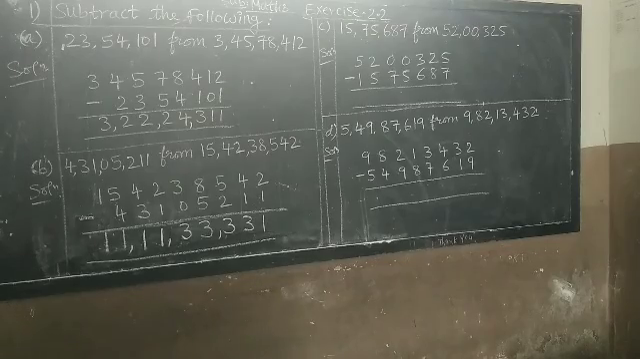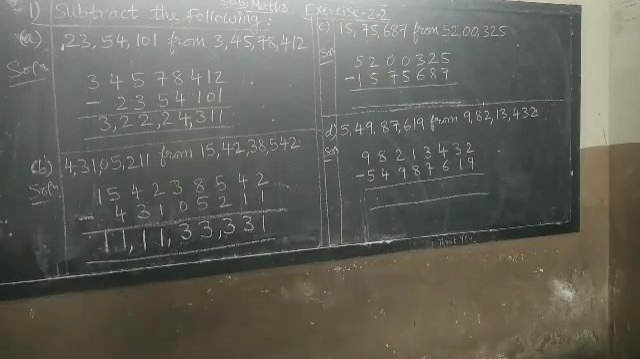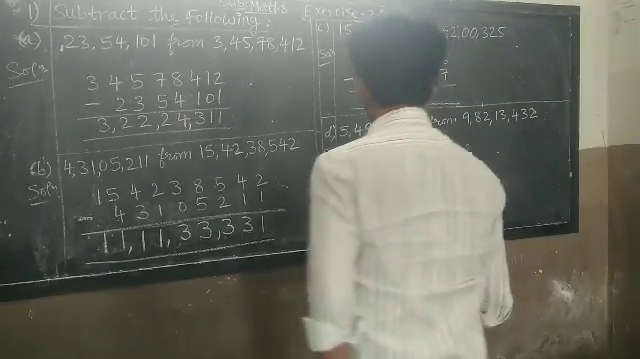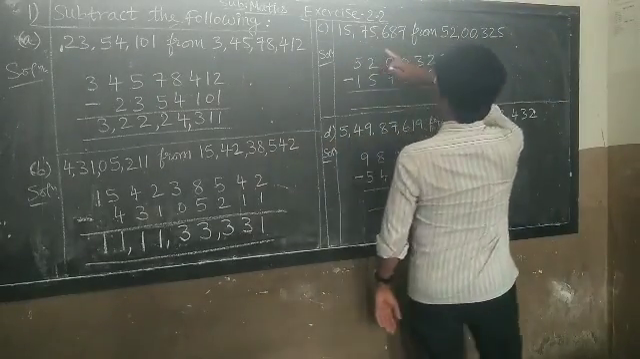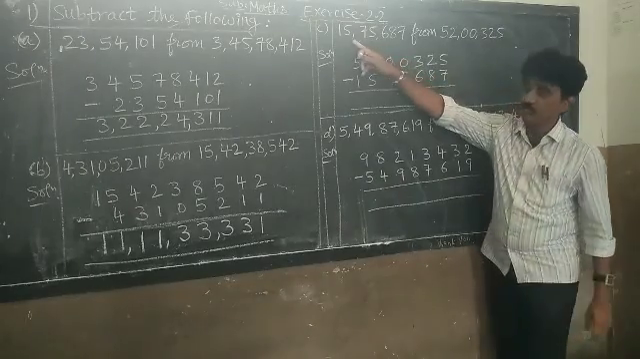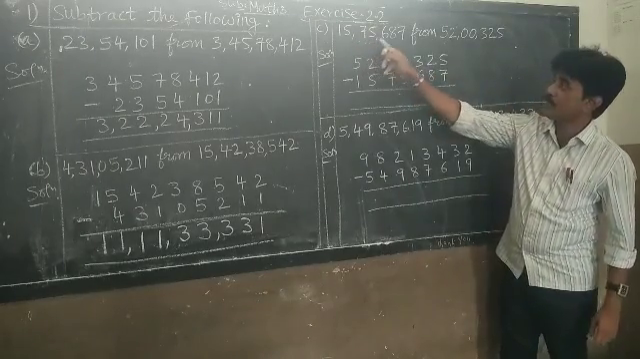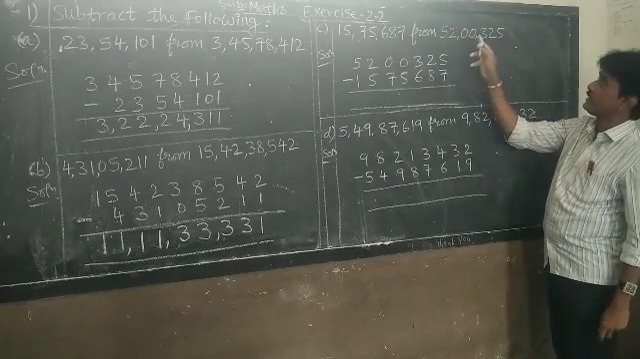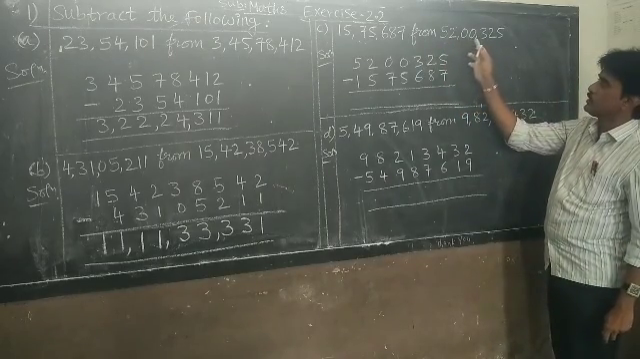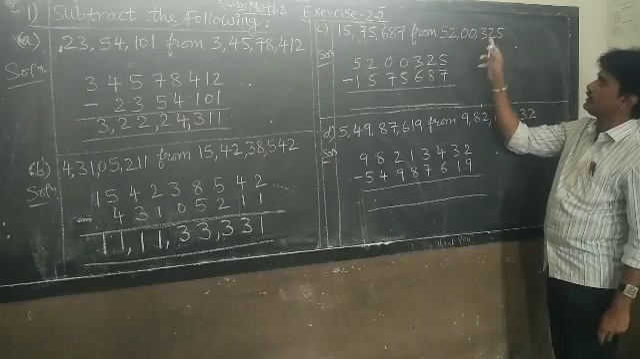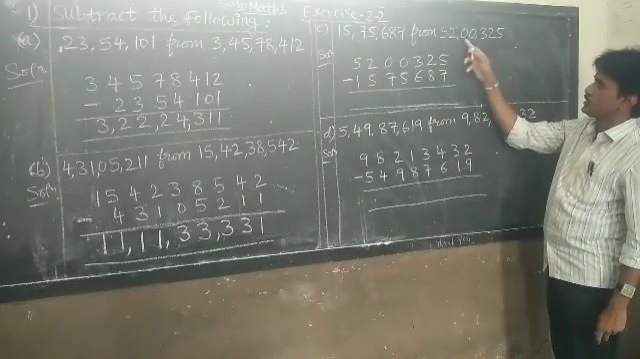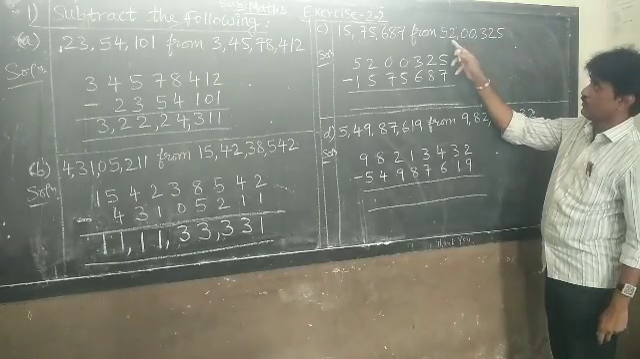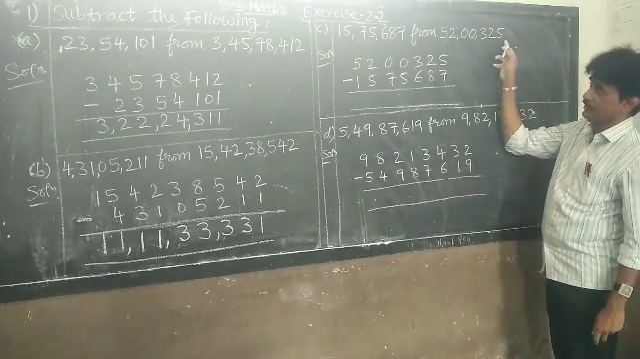Now we'll do C and D question. See, what is the C question? What is the given question? 15 lakh 75,687 from 52 lakh 325, because there is no number in the 1,000 and 10,000 place.